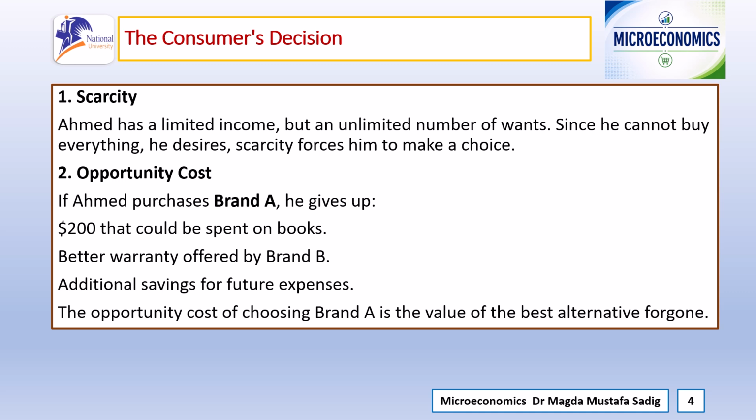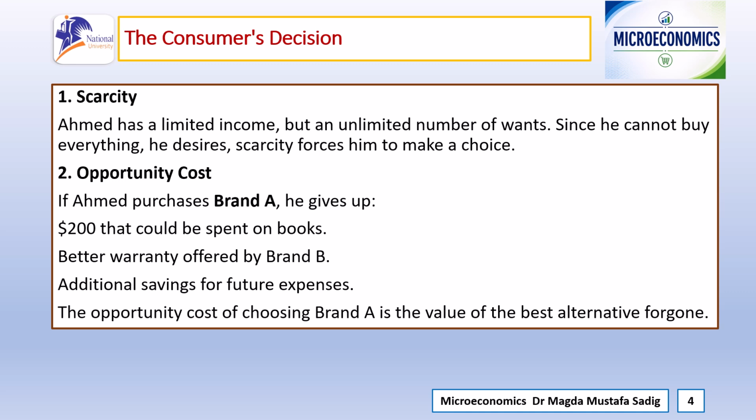Now let us discuss the first two important concepts. Scarcity, which is a fundamental economic problem since human wants are unlimited but the resources are limited. Ahmed wants a smartphone, books, food, internet, transportation, entertainment. Unfortunately, his income is only $600. So therefore, he cannot purchase everything. Scarcity forces Ahmed to choose.